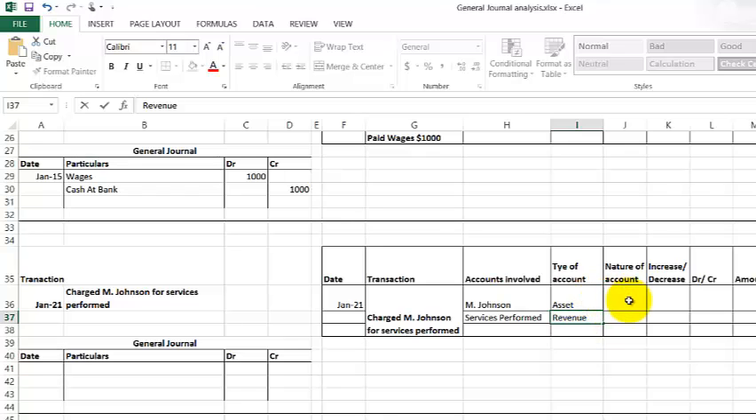Let's look at the nature of the accounts. As you know already, an asset is a debit in nature, and in the previous lesson I talked to you about revenue accounts being credit in nature. Let's keep moving. Okay, so M. Johnson, we didn't have that debt before that's owing to us. So what that meant is that our asset account went up. It's an increase. And similarly for service performed, that's also an increase. All right. Let's follow those through.